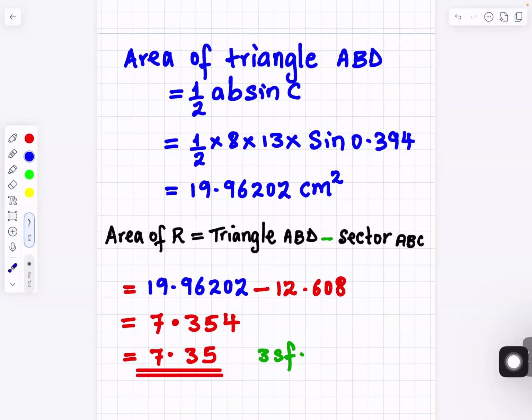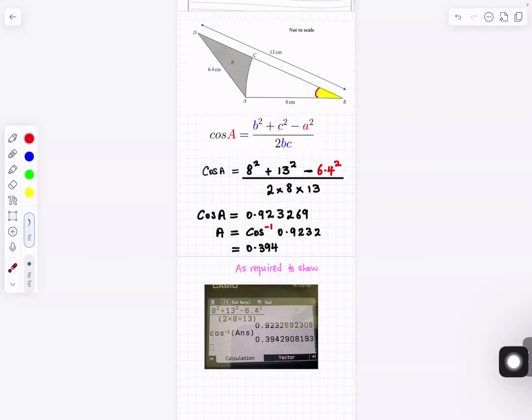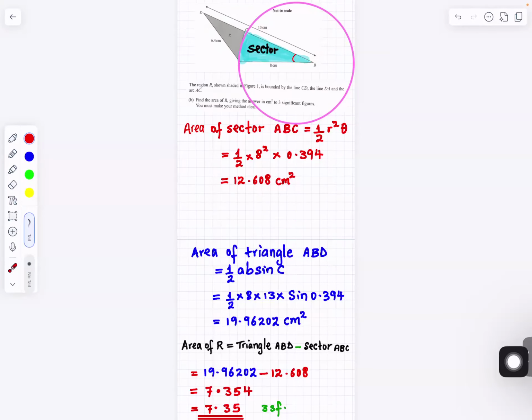And of course, to find the area of a triangle, half ab sine C. So half times 8 times 13 times sine of that angle, you get 19.96. So the area of the shaded region R is area of the triangle minus area of the sector. You get 7.35 to 3 significant figures. So that's part A. And that's part B.